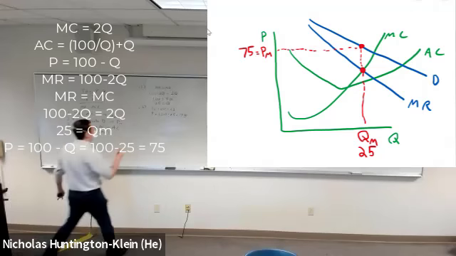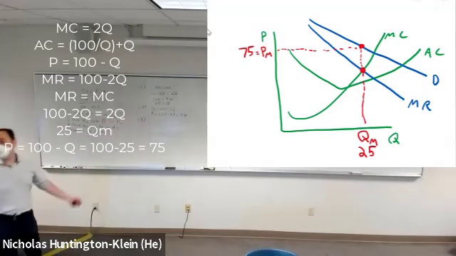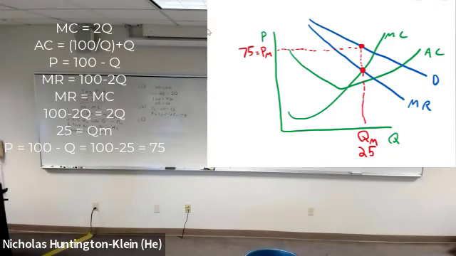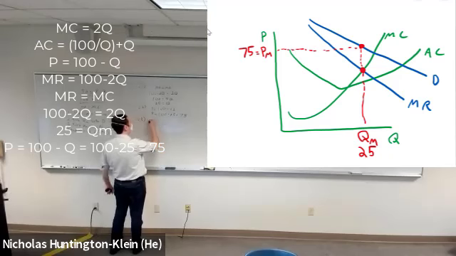All right, step 3. We want to plug in. Now we want to find our profit. So what are the elements of profit? Well, we need price, quantity, and average cost. We have price and quantity. Now we just need average cost. So we can plug our quantity into our average cost function to get average cost.